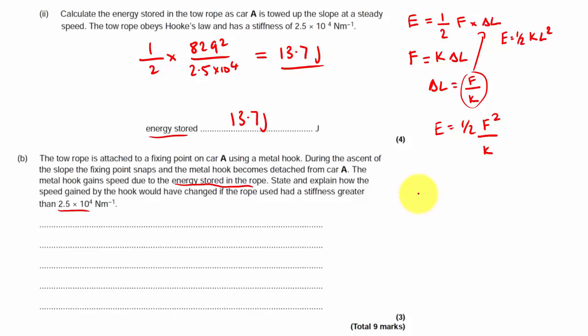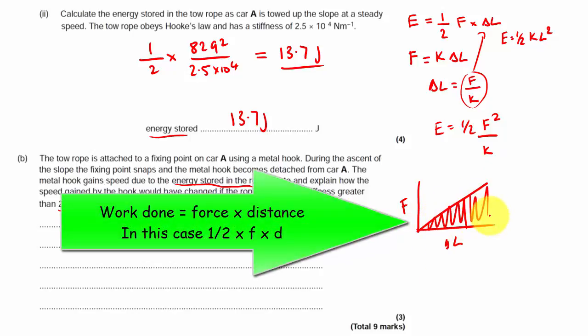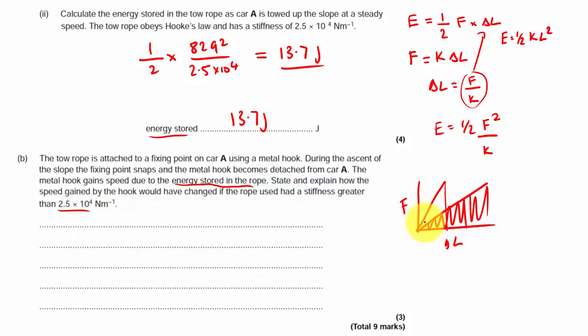This might be a good time to think about where all this comes from. If you've got the force, change in length graph for a spring, as you stretch it, force increases and length increases, and if they're proportional, it's following Hooke's law, and this area is equal to the energy. If you make the spring a lot stiffer, then you end up with less area under the graph for the same force. Because there's less energy stored, there's going to be less kinetic energy as a result of that.